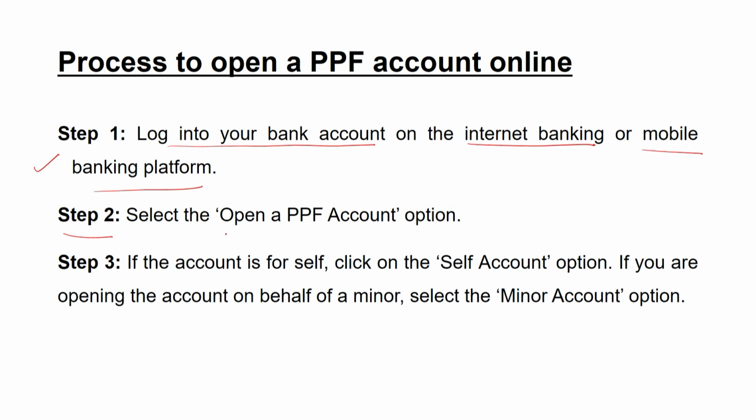In step 2, you need to click on the link of the open a PPF account option. In step 3, if the account is for self, click the self account option, and if you are opening it for a minor, then you need to select the option of minor account. If you are working on behalf of a minor, then you need to click on the option of minor account. So two options are available there, self account or minor account, as the case may be.